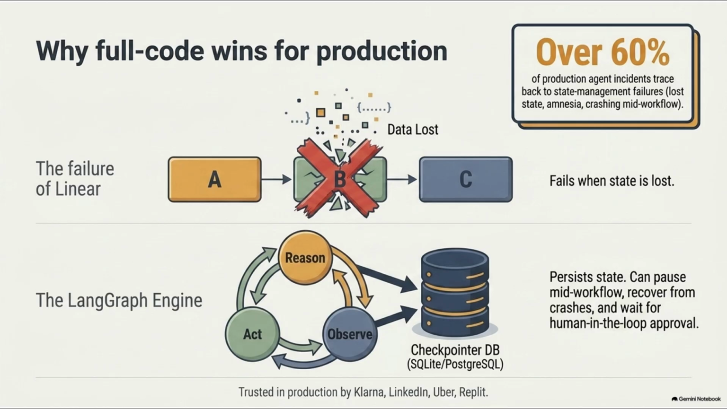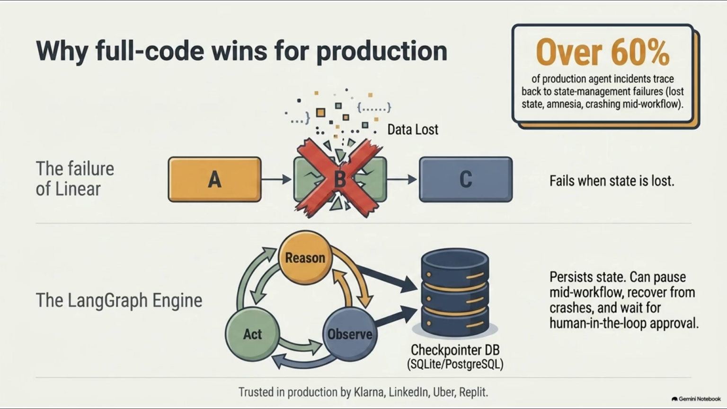So why on earth would you write all that code when the other three tiers are easier? One word: reliability. And here is the single number that justifies this entire tier. Over 60% of production AI agent failures trace back to one root cause: lost state. The agent forgets where it was in a task. It repeats work it already did. Or it crashes halfway through and simply can't recover.